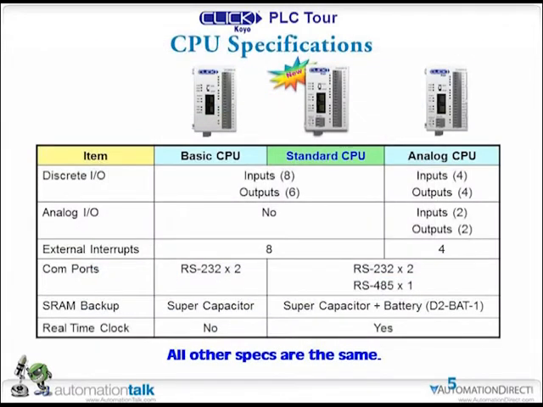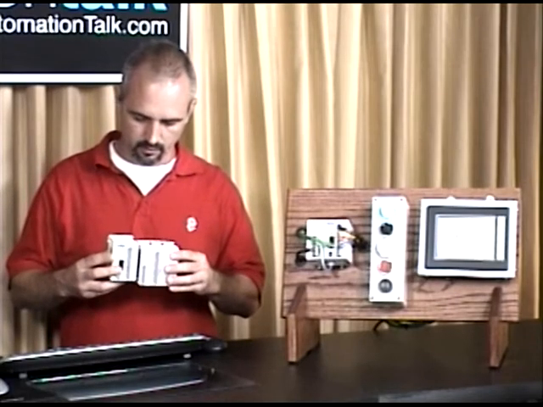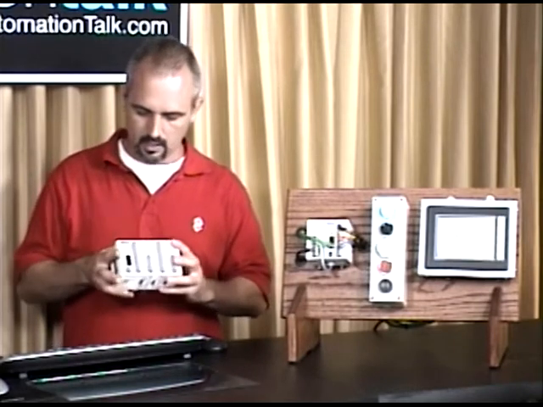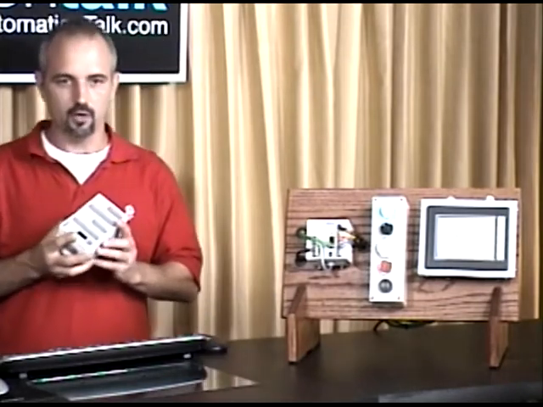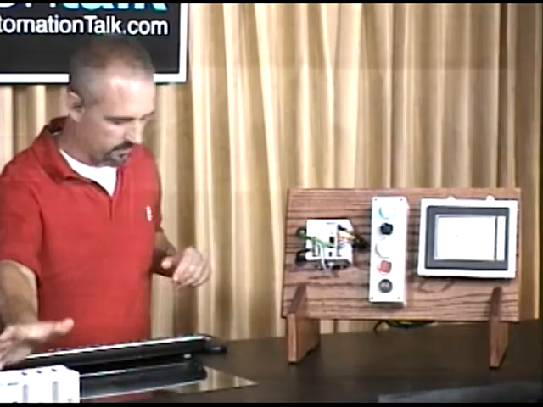Next, the CPU specs, sort of what we went over just a second ago. The standard and the basic inputs and outputs on it. Then you add the analog, so you have a few less discrete inputs and outputs, but then you have the additional analog inputs and outputs. And you can expand these with up to 8 I/O modules. Like I had this one originally when I grabbed hold of it. You can use a CPU without any I/O, or you can purchase I/O and snap them all together. Just going to set that up there.